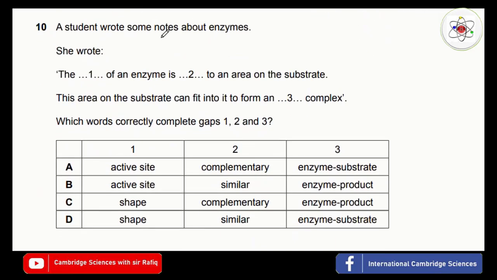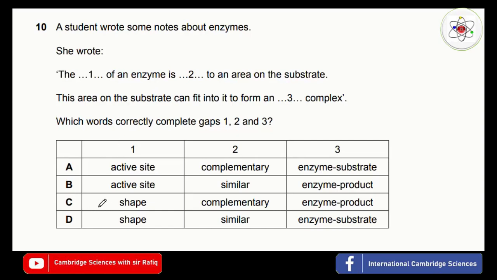A student wrote some notes about enzymes. She wrote: the dash 1 of an enzyme is dash 2 to an area on the substrate, and this area on the substrate can fit into it to form a dash 3 complex. Which words correctly complete gaps 1, 2, and 3?